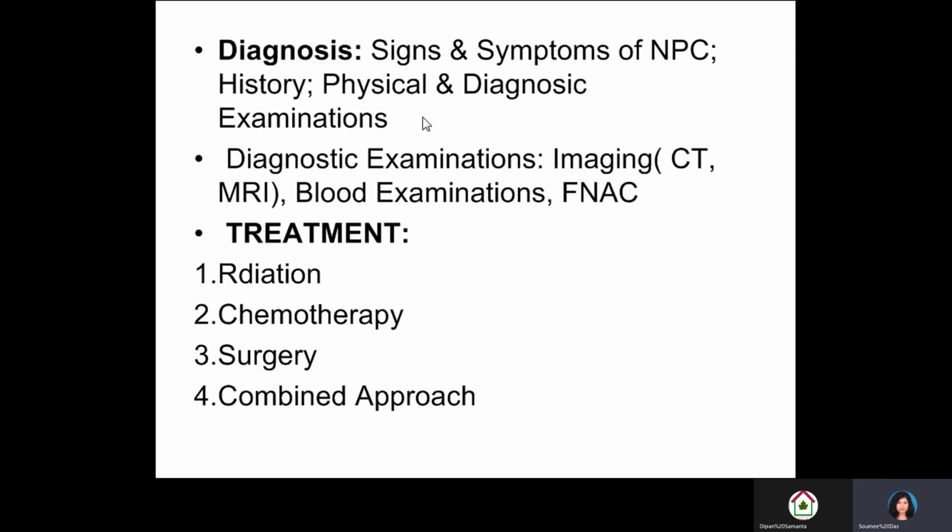Okay. Next is diagnostic examination. So other than the physical examination, we will have to order some investigations, especially some imaging and FNAC or cell biopsy or cytological biopsy. Only by FNAC can we confirm the NPC. Okay. So what are the imaging techniques? The imaging techniques are CT and MRI. And in the blood examinations, we would check the blood counts and whether there is any presence of any carcinogens or any Epstein-Barr virus related chemicals. And finally, we will order an FNAC or a cell biopsy, which would confirm the diagnosis of NPC.